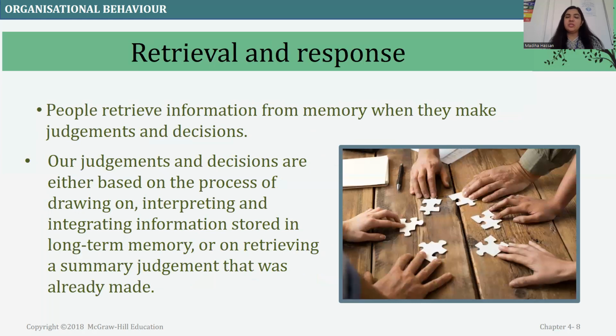Then retrieval and response. People retrieve information from memory when they make judgments and decisions. For example, if you have made a decision which was not very good, the next time you think of making a decision, you will keep that in mind. Our judgments and decisions are based either on a process of drawing on, interpreting, and integrating information stored in long-term memory, or on retrieving a summary judgment that was already made.